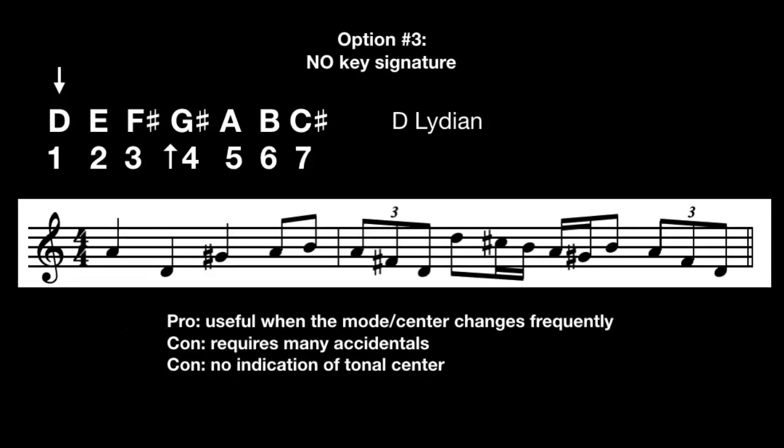The third approach that I showed you simply uses no key signature. This can be useful when the music is shifting tonal centers quickly or shifting modes somewhat frequently, and this does happen quite a bit in music of the 20th century. The negative aspects of this are pretty clear. It's a little bit cluttered with accidentals because we continually have to write any accidentals needed in this collection.